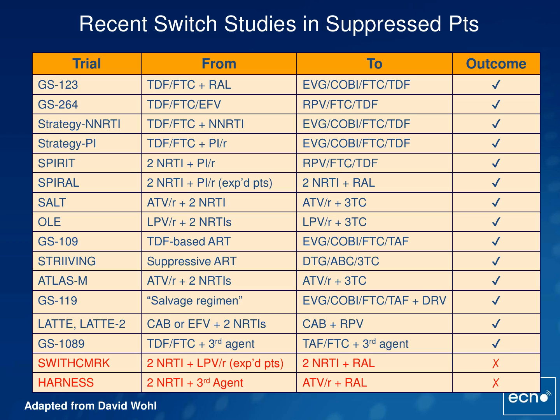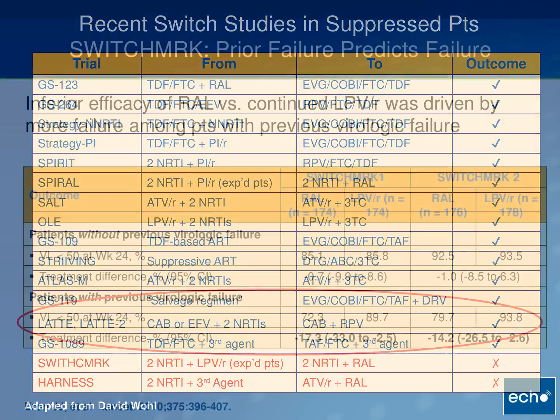One is HARNESS, and it was a switch to boosted atazanavir and raltegravir. Whenever we see these studies of boosted PIs plus integrase inhibitors, there's almost always something that doesn't quite work out well, whether it's starting from scratch or switching, and we don't really know the reason, but that study didn't work out so well. More importantly, though, I think is the SWITCHMRK study. It's an old study, but I think it holds a lot of lessons for this question of switching.